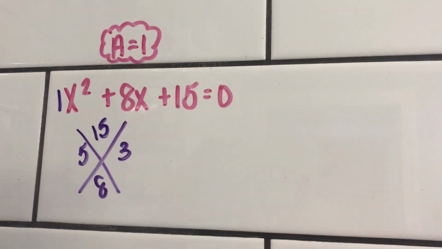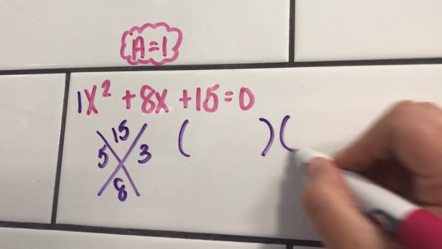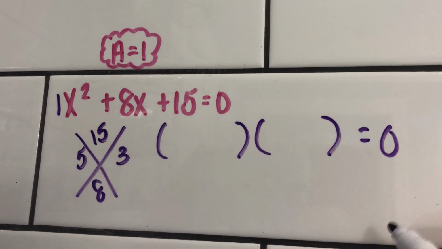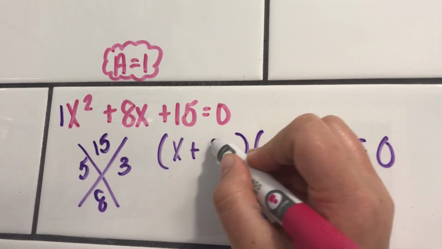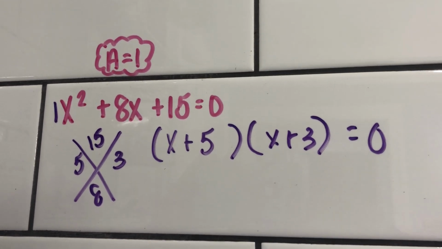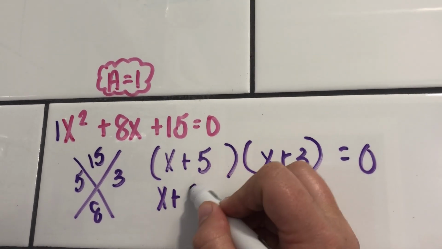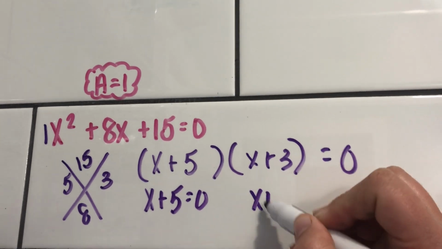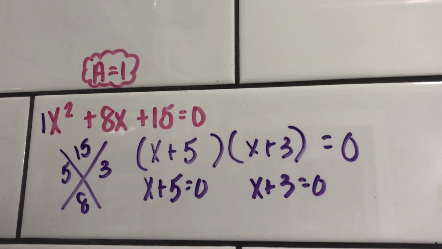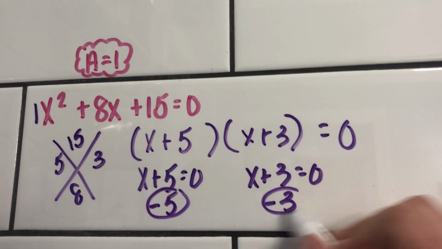Now when A is 1, I don't need to worry about the split method. I can just go ahead and make my two binomials set equal to 0. So I can use those factors to say x plus 5 and x plus 3. Now the zero product property tells me that I can go ahead and set both of those binomials equal to 0. So when I solve, I end up with -5 and -3.